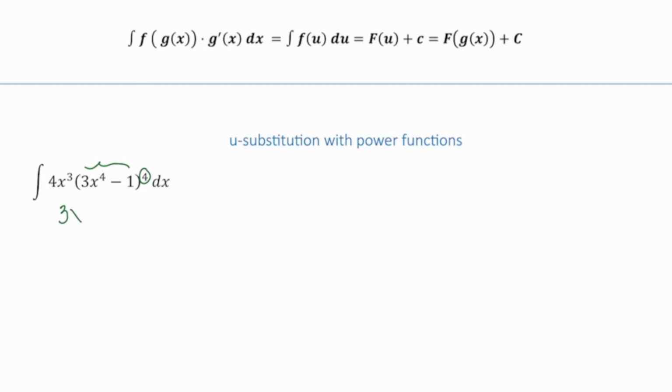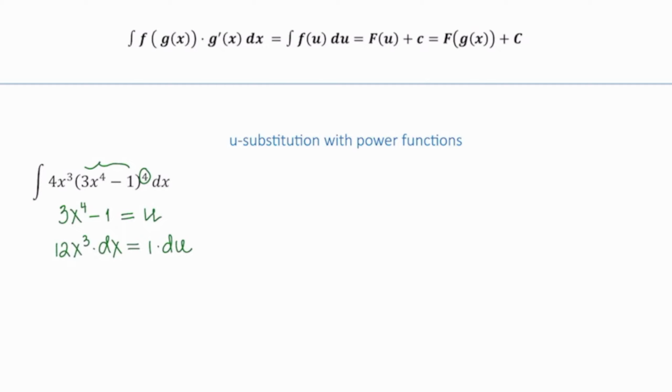That's going to be 3x to the fourth minus 1 equals u. Okay, now let's differentiate each side of this equation. So we get 12x cubed dx on the left side, and on the right side we get 1 du. Okay, now if we take a look at the integrand, we do not have 12x cubed dx, we have 4x cubed dx. So we do have a constant multiple of the derivative, okay?